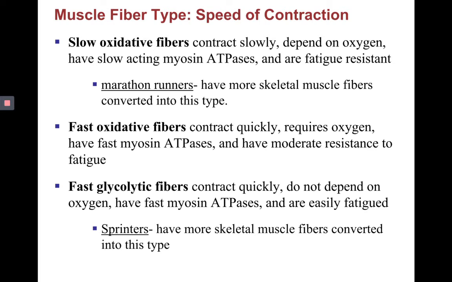Whereas the fast oxidative fibers have more moderate resistance to fatigue. They're not fatigue resistant, but they're not as easily fatigued as fast glycolytic fibers. So we don't necessarily see marathon runners have more of this type or sprinters have more of this type. It's kind of an intermediate type of muscle fiber that you may find in marathon runners, sprinters, and just the average everyday person.